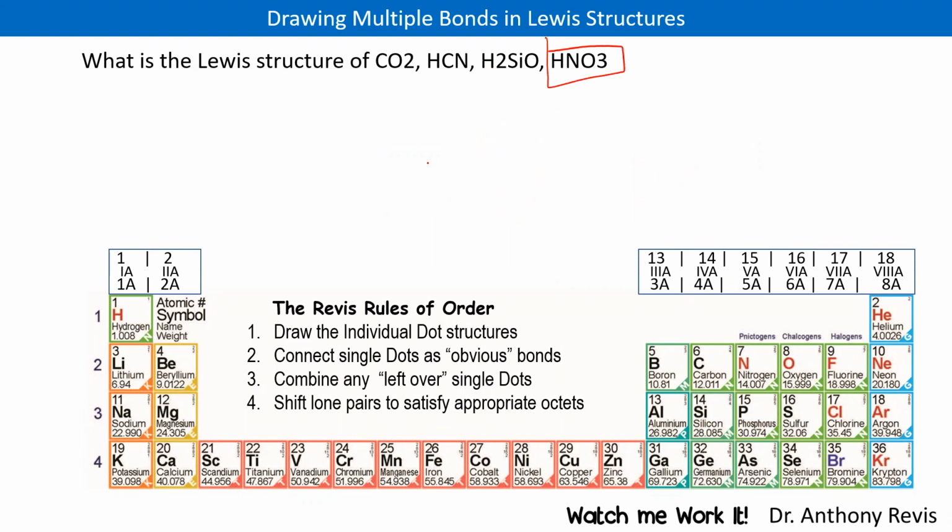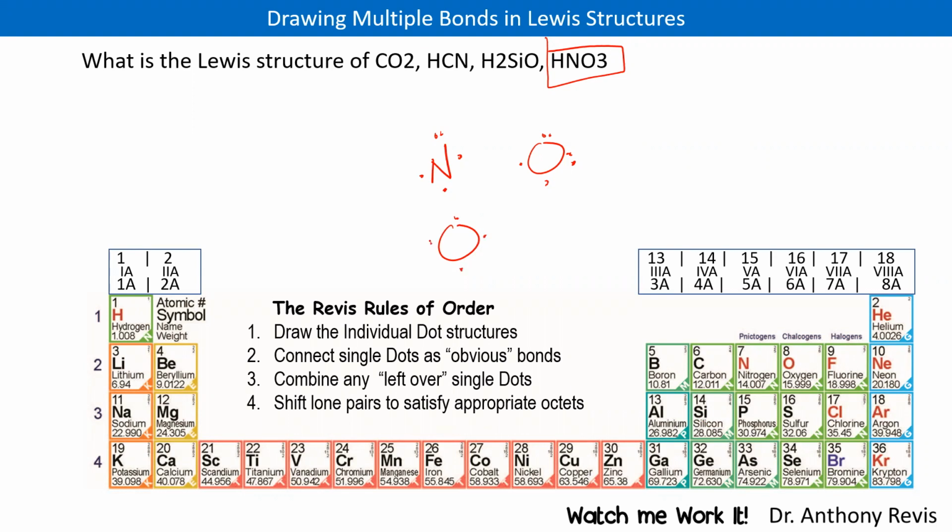I get a single bond here and here. It fits the rules for the octet. Silicon has 8 around it. Oxygen has 2, 4, 6, 8 around it. Everyone's happy. I drew the individual dot structures. I connected the single dots. I didn't have to worry about this nor this. Worked out really nice for me. Two rules took care of it all for the simpler structures.